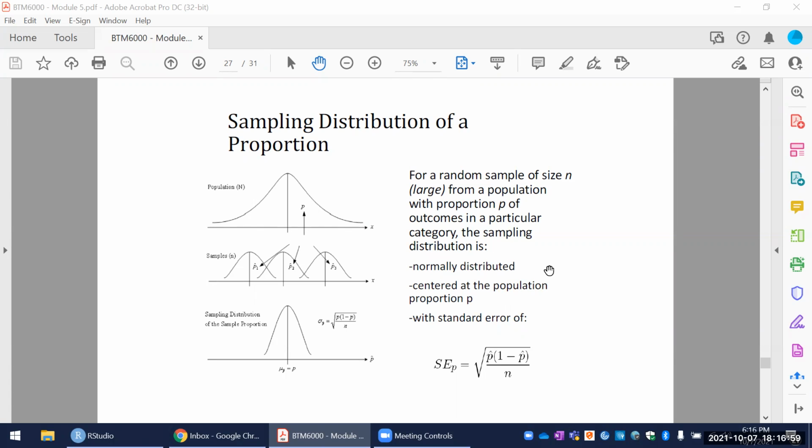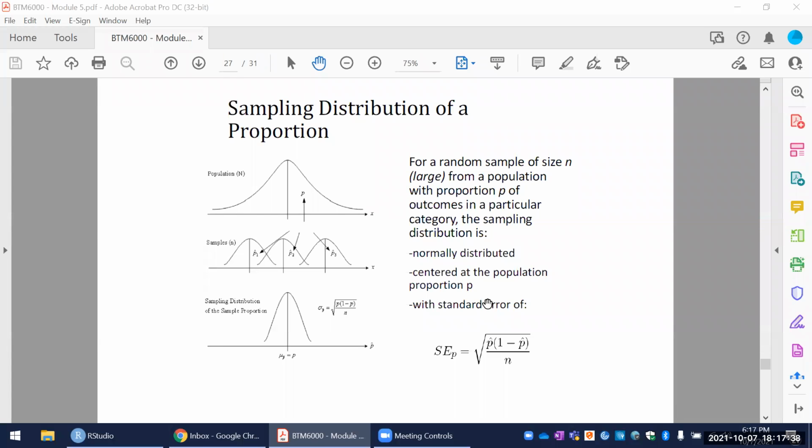Generally, a sampling distribution of a proportion will be normally distributed. It will be centered at the actual population proportion p, with a standard error of the proportion given as the square root of p multiplied by 1 minus p, divided by n. This allows us to do hypothesis testing on proportions, and this is something we will likely do at one point. Yes, I think we do it with the chi-square test.